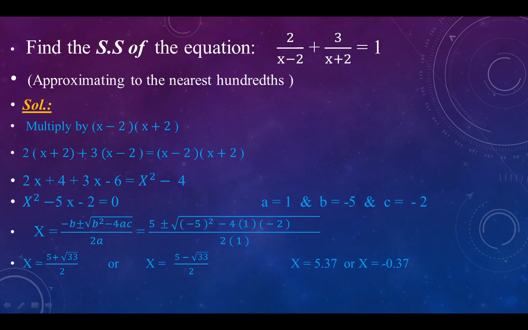Here in this example, it asks you to approximate the result to the nearest hundredth. So we want 2 decimal places, or 2 digits after the decimal point. So the result will be x equals 5.37 or x equals negative 0.37, and the solution set will be 5.37 and negative 0.37.